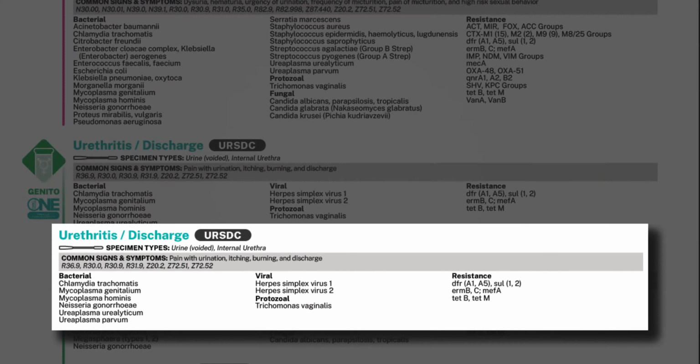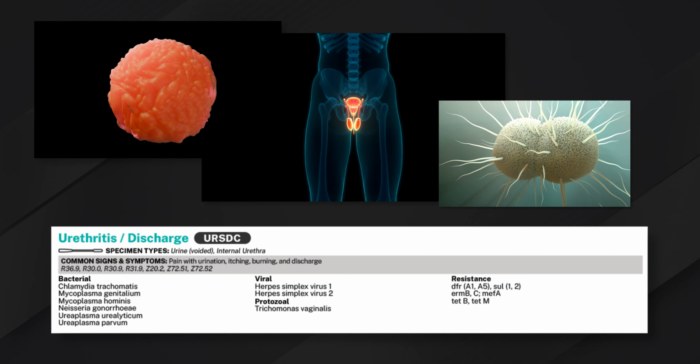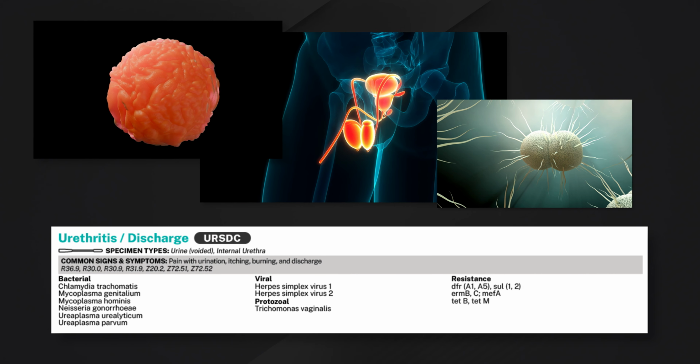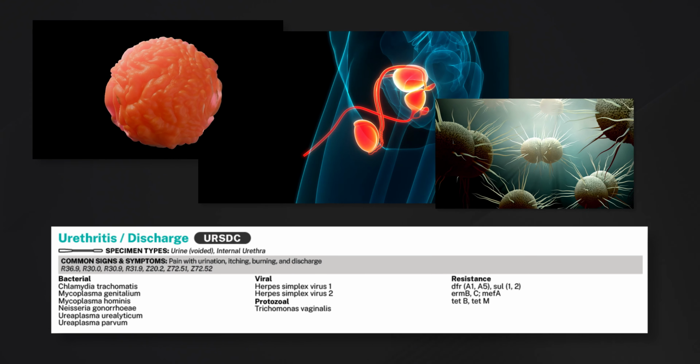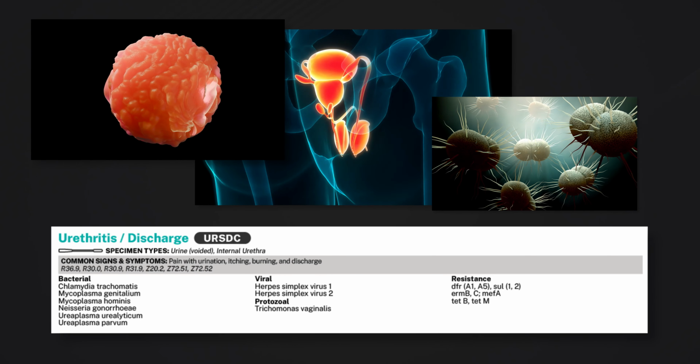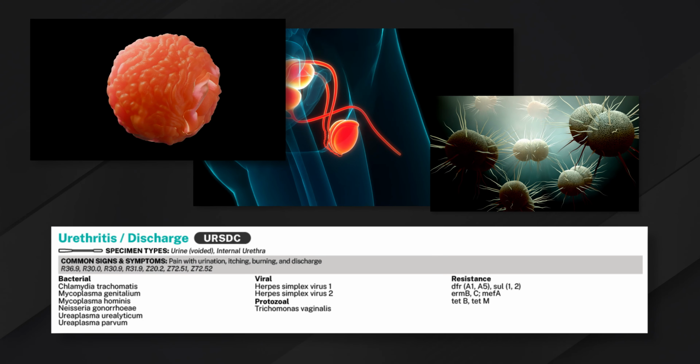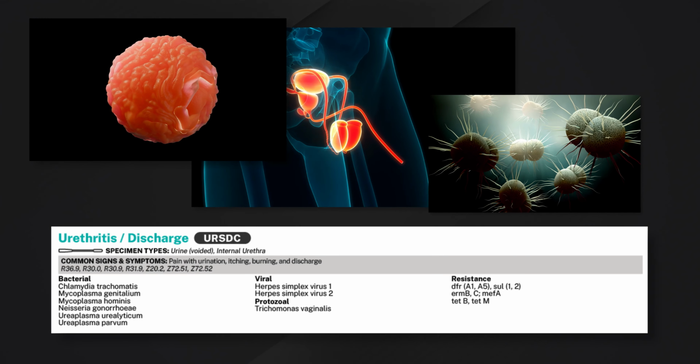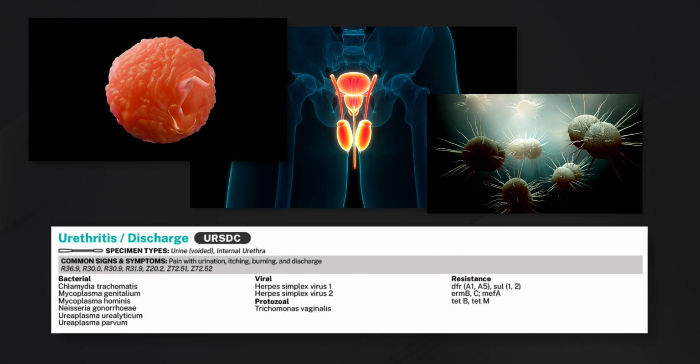The HealthTrackRx Urethritis Discharge menu covers the common causes of urethritis, such as sexually transmitted infections. This is helpful for patients that come in with concerns about burning with urination, penile discharge, and dysuria. This menu tends to be male-focused, but can be used for either males or females.